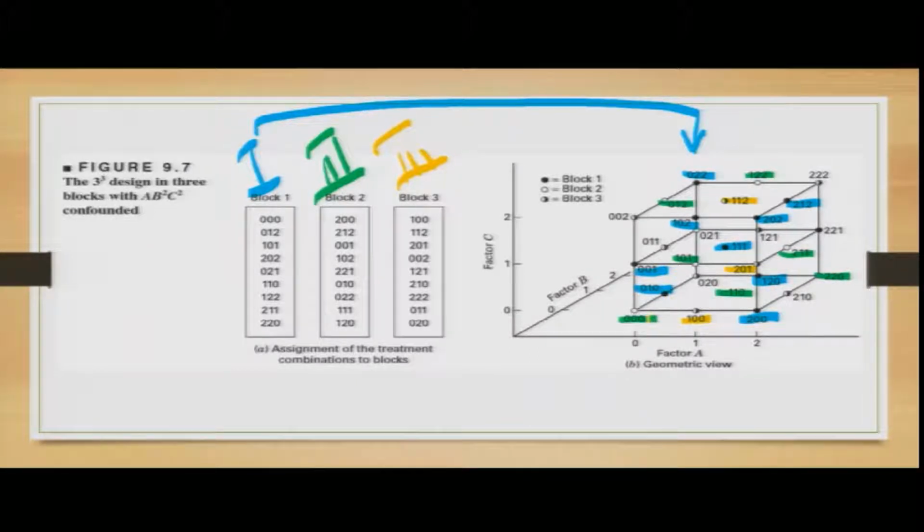Okay, it has not been marked. Level of 0, 002. Then you have 121. So you will go 1 here, 2 here, 1 here. Then you have 210, then you have 222, you have 011, and finally 200.